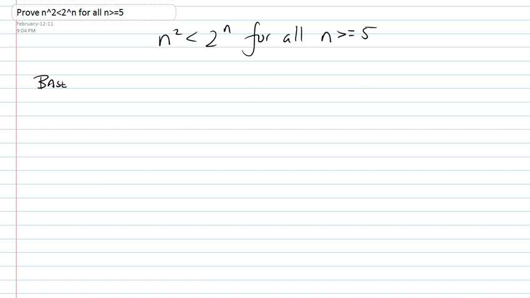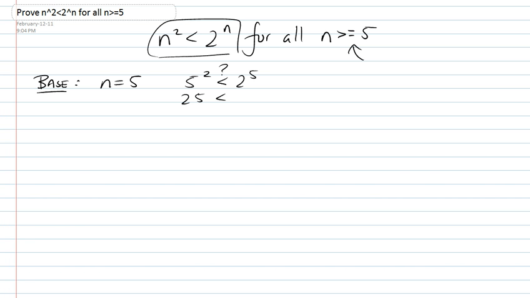The first one is the base step. For the base step, we're going to let n take the lowest possible value it can take according to our problem, so it's equal to 5. And we're going to see if our relationship holds. So it's going to give us 5 squared less than 2 to the 5. Is that true? This is 25 and this is 32. So this holds, so our base case is fine. Now we move on to the induction step.